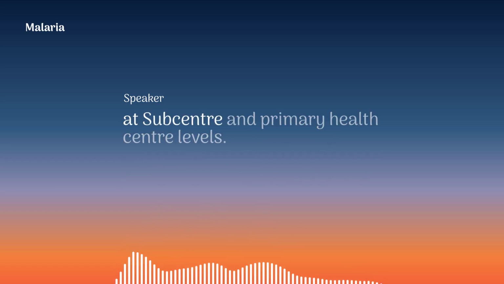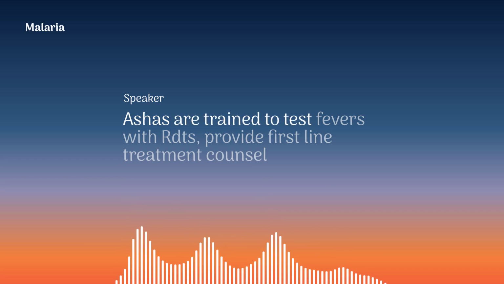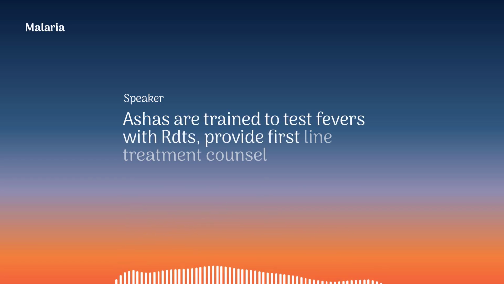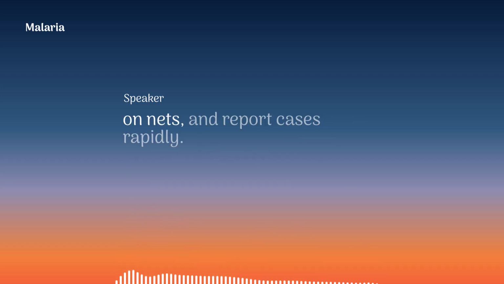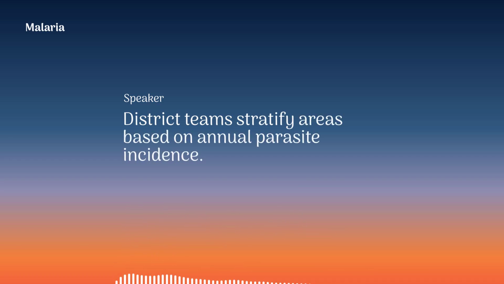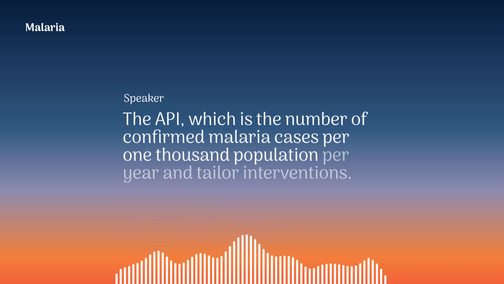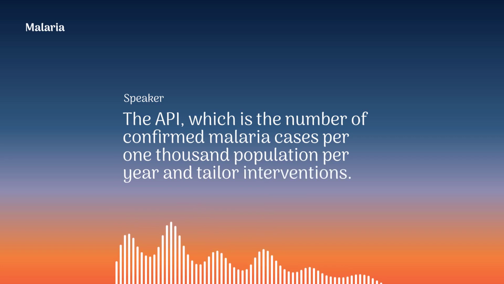At subcenter and primary health center levels, ASHAs are trained to test fevers with RDTs, provide first-line treatment, counsel on nets, and report cases rapidly. District teams stratify areas based on annual parasite incidence, the API, which is the number of confirmed malaria cases per thousand population per year, and tailor interventions.